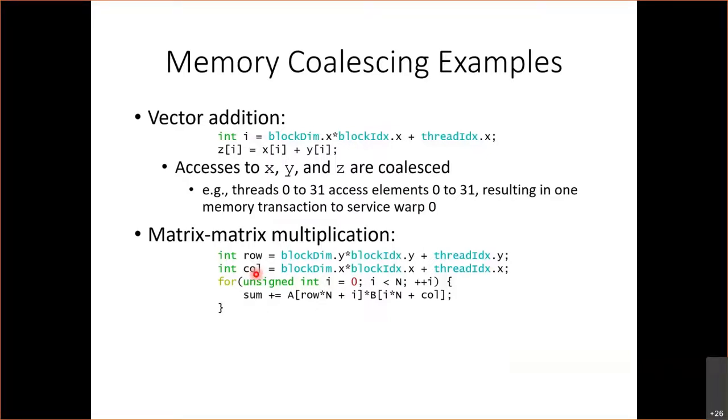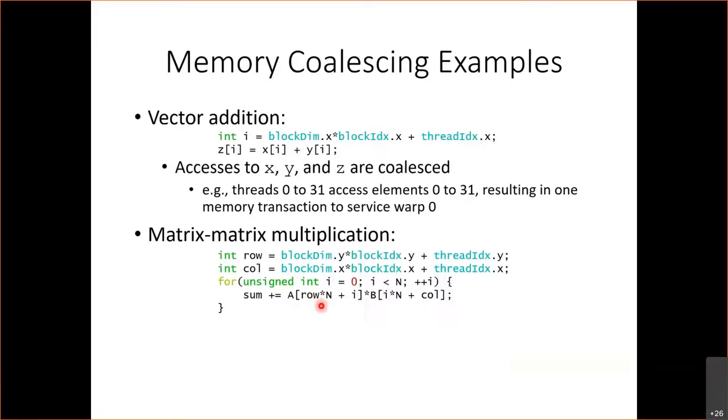So if I look at the access to B, it's obviously going to be coalesced, because all threads have the same value of I and the same value of N, and threads in the same warp have consecutive values of col. So threads in the same warp will access consecutive values of B. What about the access of A? It's the same for all threads in the warp, exactly.